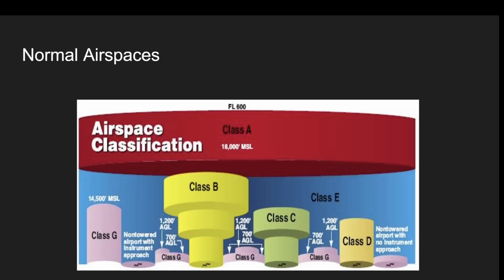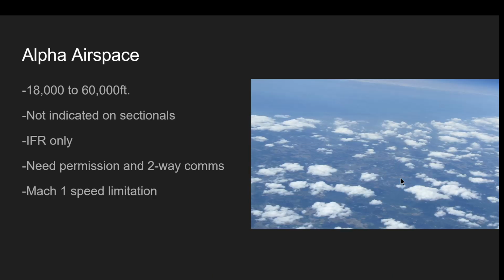Okay, so our normal airspaces, this is kind of a chart of everything we have. We're going to keep this kind of in mind, but we're going to be going through each airspace individually, so we're not going to need to look at this. Okay, so Alpha airspace. We're at 18,000 to 60,000 feet, so that's really high up there, right? It's not indicated on sectionals. Just implied that it's all the way up there, and so it doesn't need to be on a sectional. It's just stretching across every single part of everything. And besides, our sectionals are for VFR, and this is IFR only, so there's no point for it to be on the sectional for that reason.